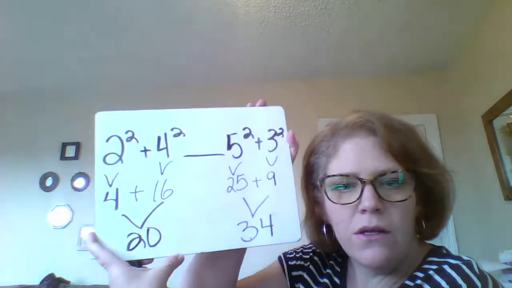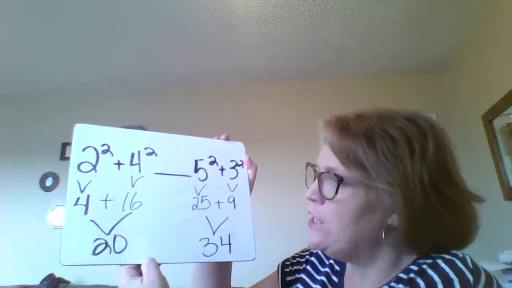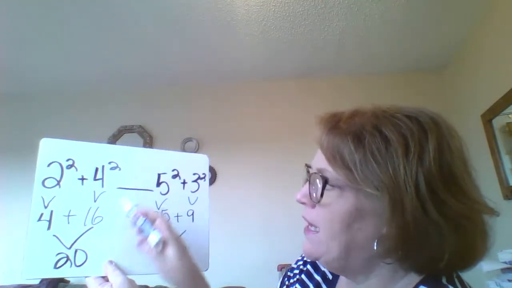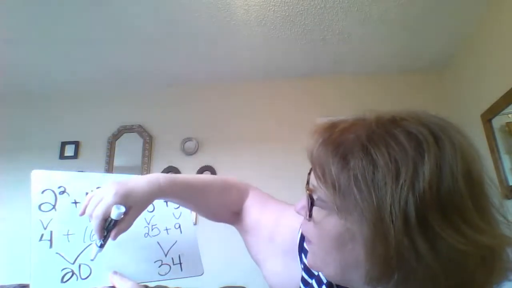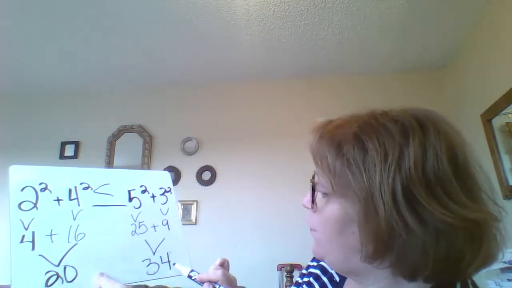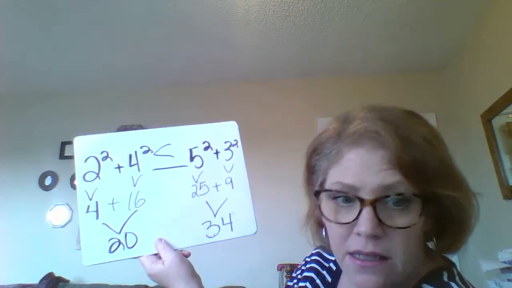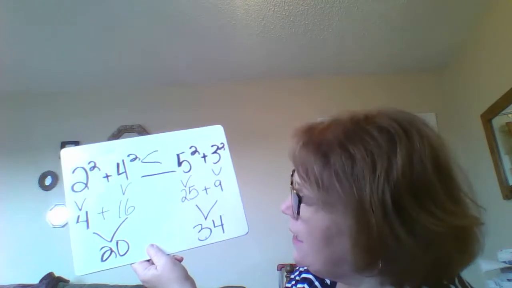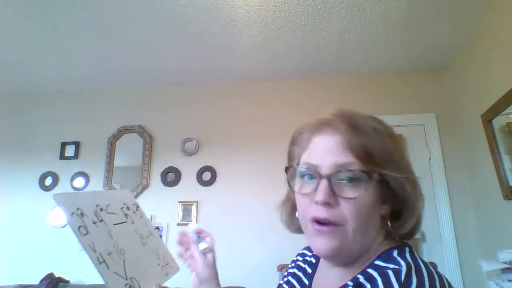Okay? So now it's a lot easier to decide which one is greater than and which one is less than. So if we were going to place our greater than and less than symbol in this example, we would say 20 is less than 34. 34 is the larger number, so the open side is closest to the largest number. Okay? 20 is less than 34. You could also say 34 is greater than 20. Okay? So that's pretty much it.